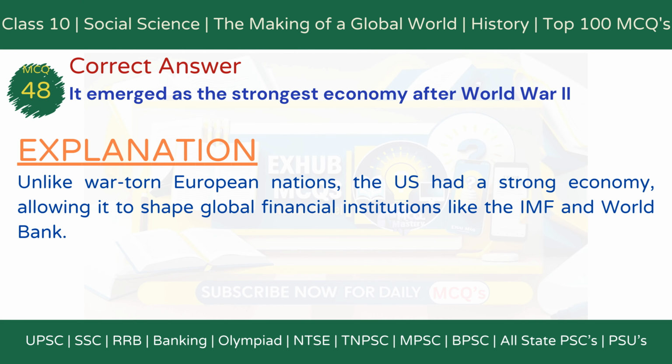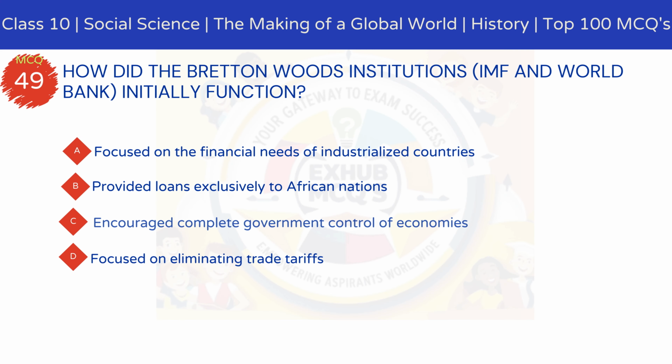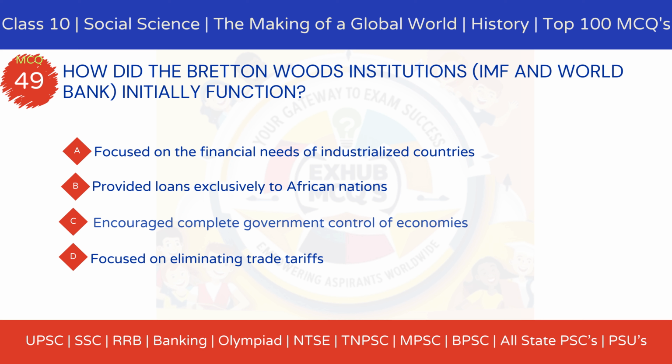The correct answer is Option B. It emerged as the strongest economy after World War II. Explanation. Unlike war-torn European nations, the US had a strong economy, allowing it to shape global financial institutions like the IMF and World Bank. MCQ 49. How did the Bretton Woods institutions, IMF and World Bank, initially function?